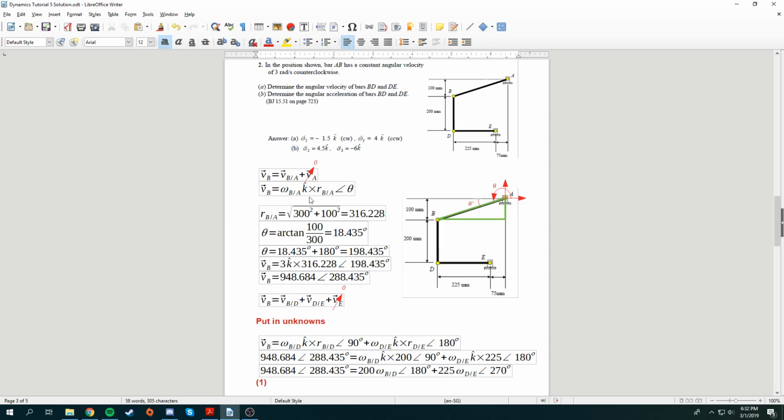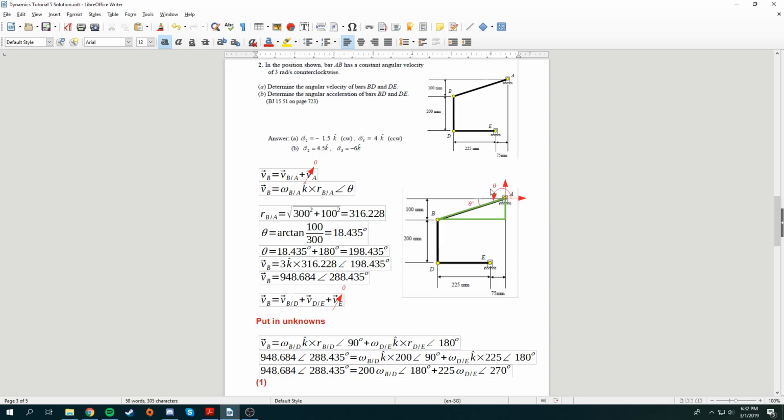We do not know what's RB from A, but that's no problem. This is because RB from A can be simply calculated through Pythagoras theorem. See, I draw a triangle over here. RB from A is just the Pythagoras theorem, where I know the adjacent length is actually 300. How do I know 300? 225 plus 75, so this is 300, and then the height is 100. Through Pythagoras theorem, I can find out it's 316.228.